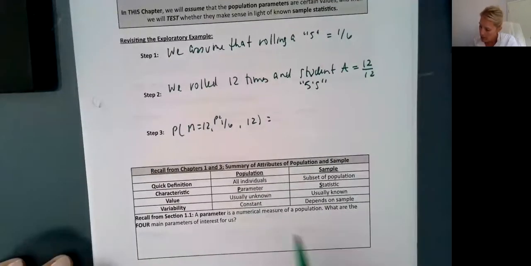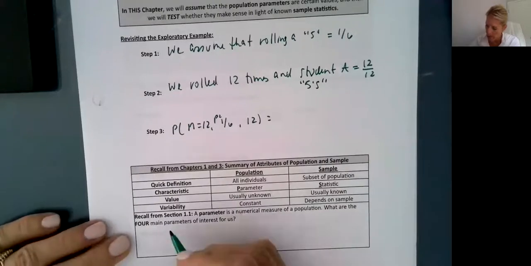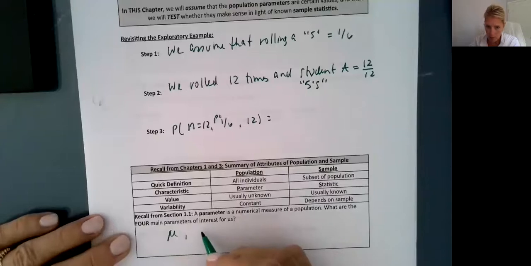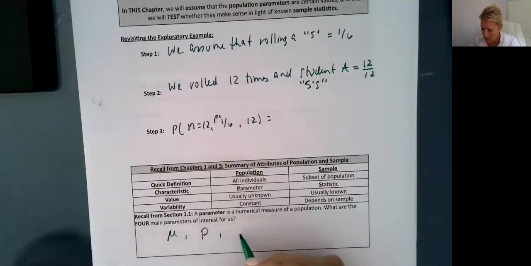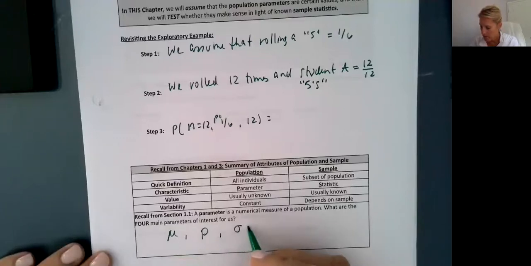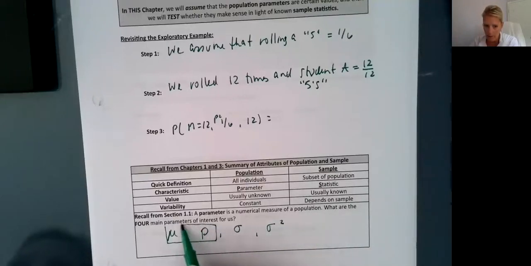Okay, so there are 4 main parameters that we might look at. One would be the population mean. One would be the population proportion. One would be the standard deviation. And the other one would be the variance. But we are only going to look at these 2 this semester.